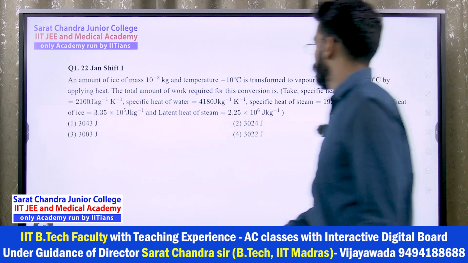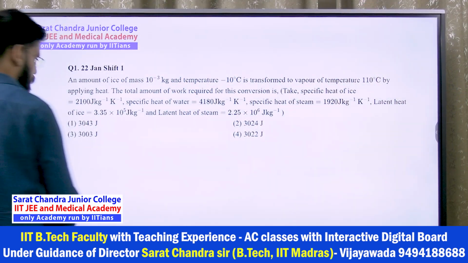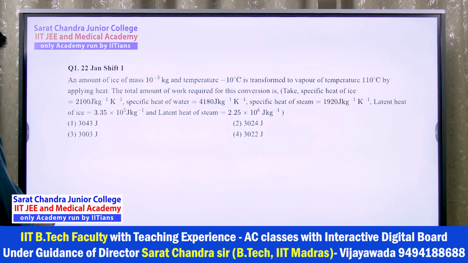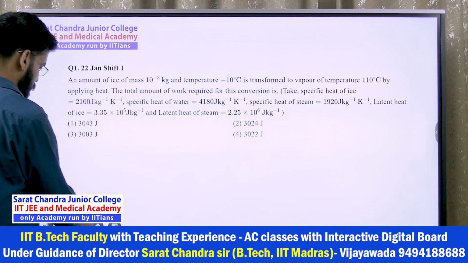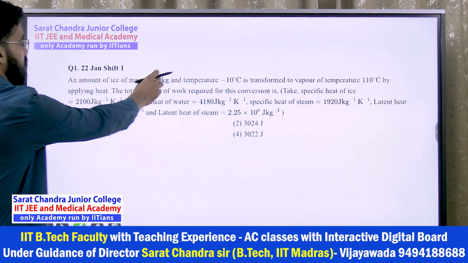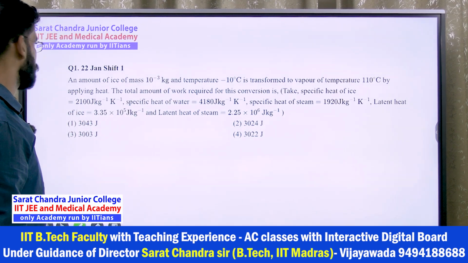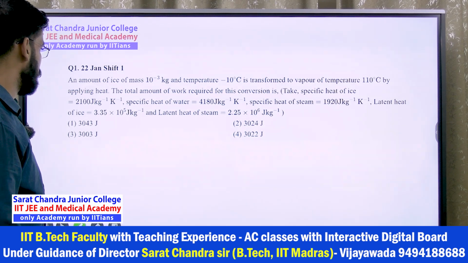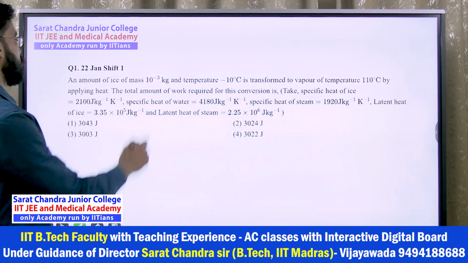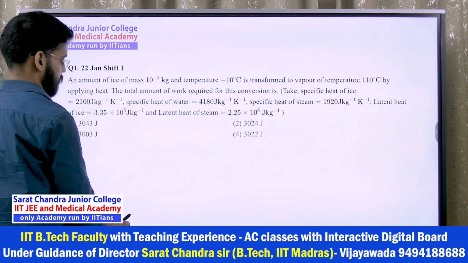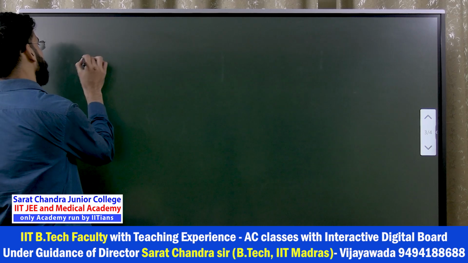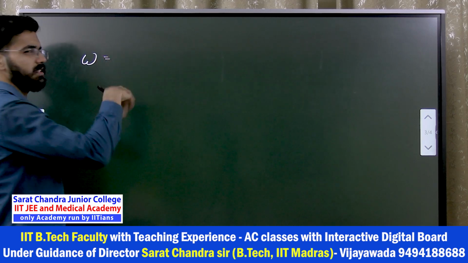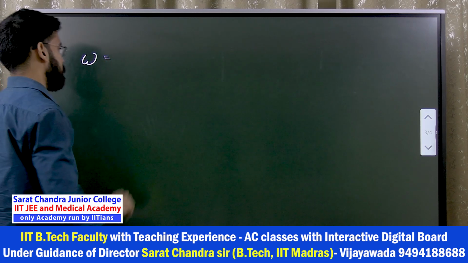Some mass is given, and a temperature range from minus 10 degrees centigrade to 110 degrees centigrade. You have to take it as 10 to the power minus 3 kg. Specific heats are given, latent heats are given. What he's saying is basically to calculate the heat given.